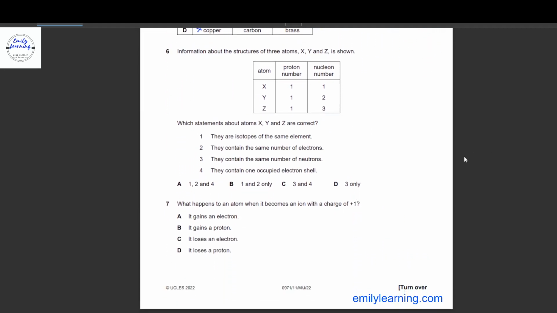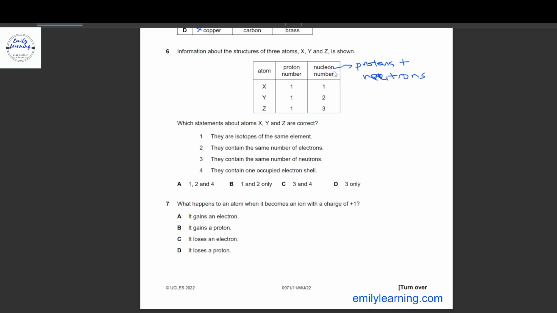Moving on to question 6, information about the structures of 3 atoms X, Y, and Z is shown. Which statements about atoms X, Y, and Z are true? We know that X, Y, and Z have the same proton number but different nucleon number. In other words, nucleon number is equal to protons plus neutrons.